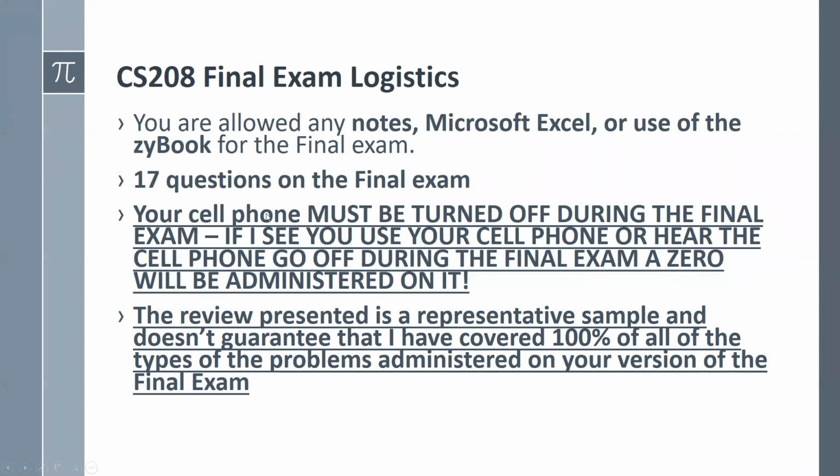Your cell phone must be turned off during the scope of the final. If I see you use your cell phone, if I hear your cell phone go off, a zero will be administered on the final examination. So again, I want to make sure everybody is aware of that expectation. Cell phone is an external means of communicating during the final exam. And again, I do not allow that during the scope of the final. If I see, hear, look, you're looking at your cell phone, a zero will be administered on the final examination.